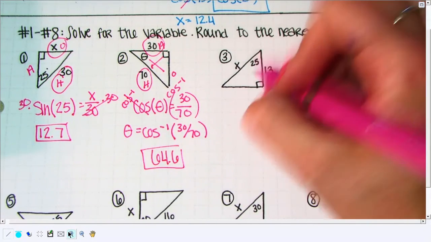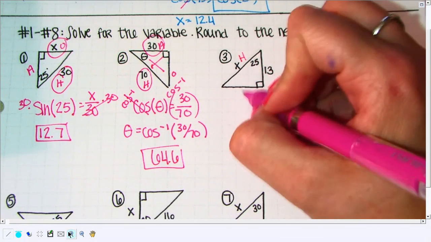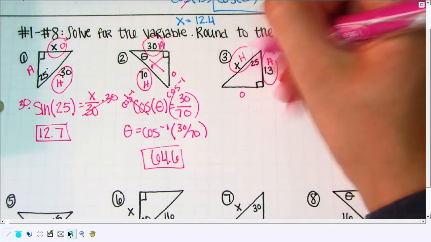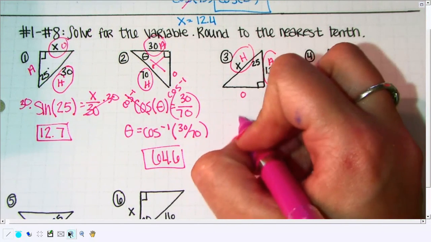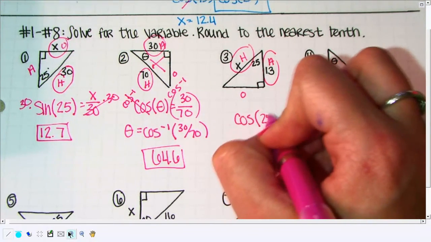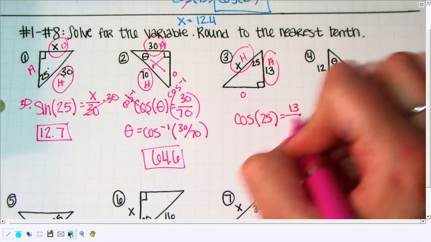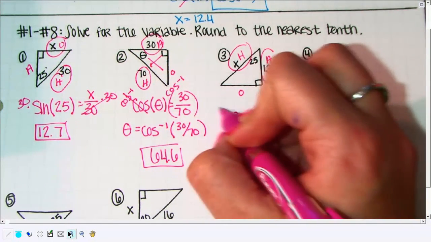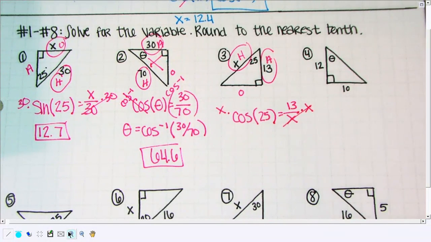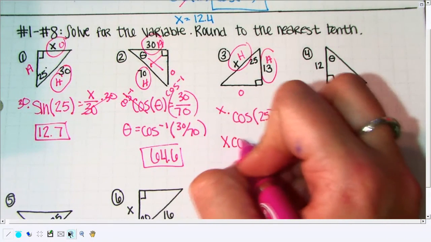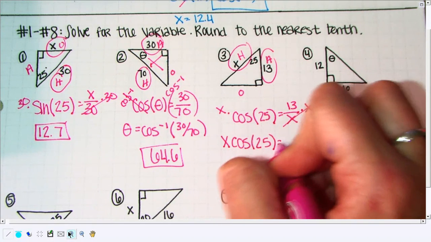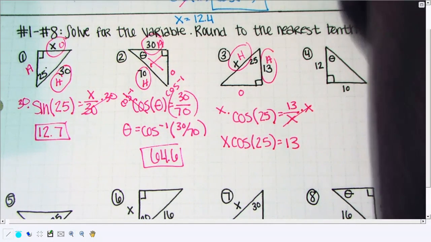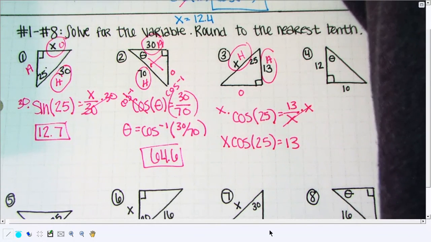All right, next one. Across 90 is H, across theta is O. By default, it's A. So again, I have A and H, which is cosine. So cosine of 25 equals adjacent 13 over hypotenuse x. Multiply both sides by x, because whatever's in the bottom, we want to clear it. So x times cosine of 25 equals 13. So what I'm going to do from here is go ahead and divide both sides by cosine of 25.